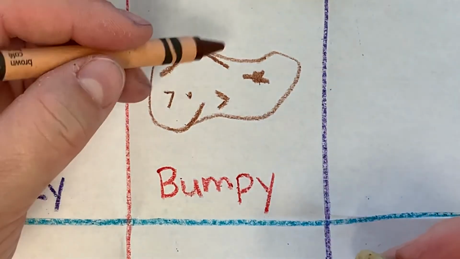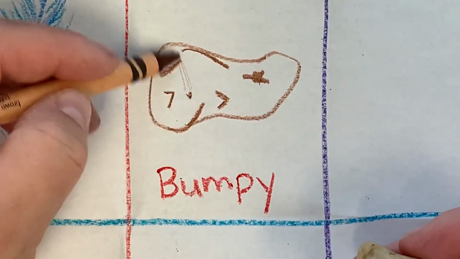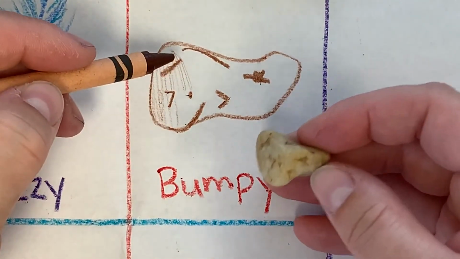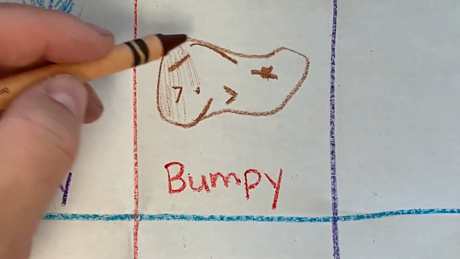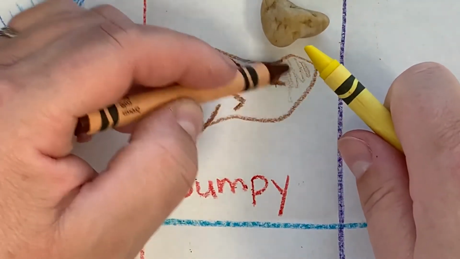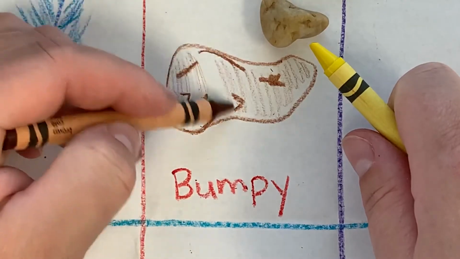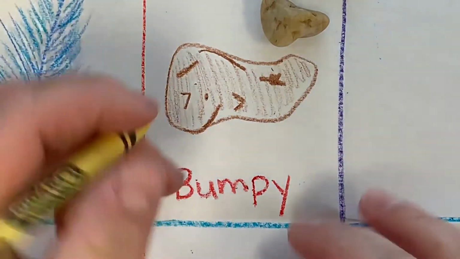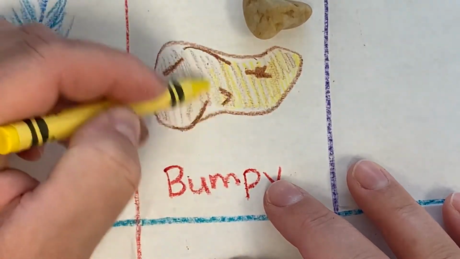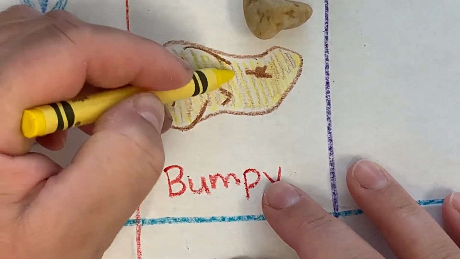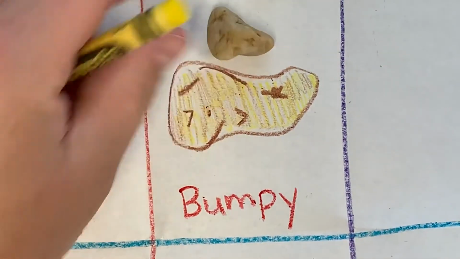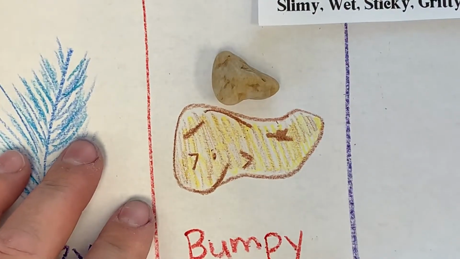And then remember how we talked about last week, I can color it in and just push down really lightly because this is a light color, or I can use a little bit of brown and maybe even a little bit of yellow in there because I do see a little bit of yellow. So I'll color it very lightly and then I'll add a little bit of yellow on top of that. There's my bumpy rock. So even if you didn't see this rock right here, you could tell that it was bumpy.